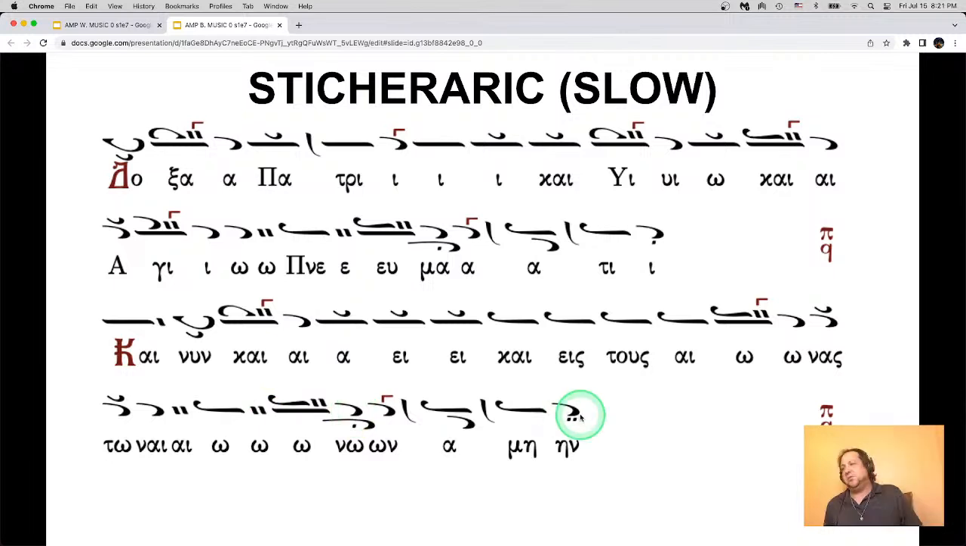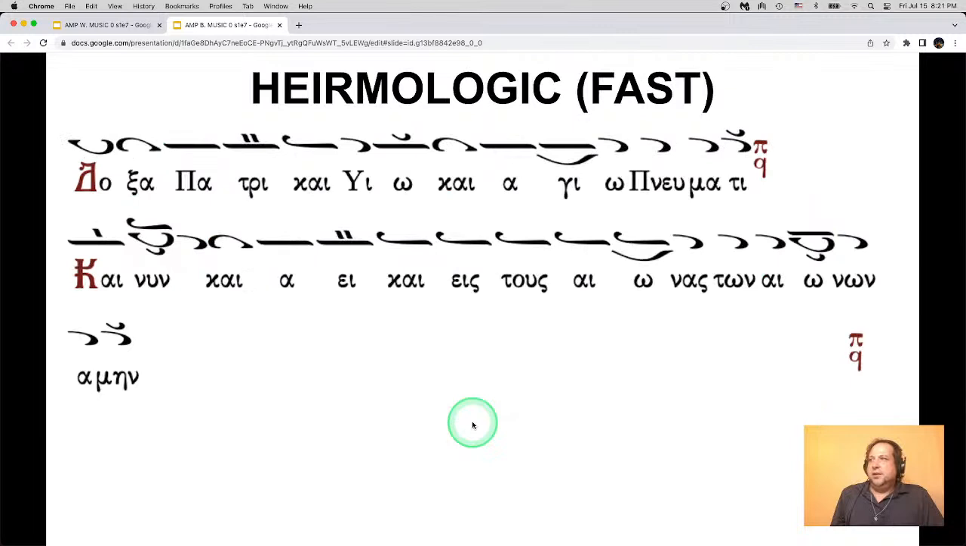That's what it would be dry. So you've probably gathered that that's non and then amin when you have this little varion there. Now we have irmologic, fast. So again, it's ni, ra, pa.